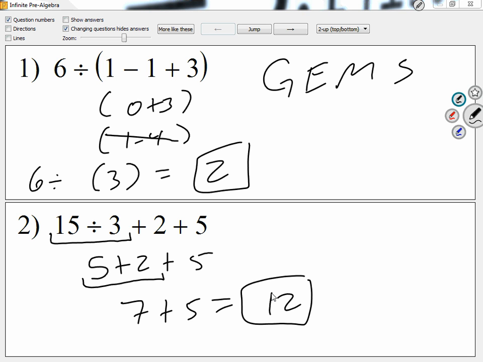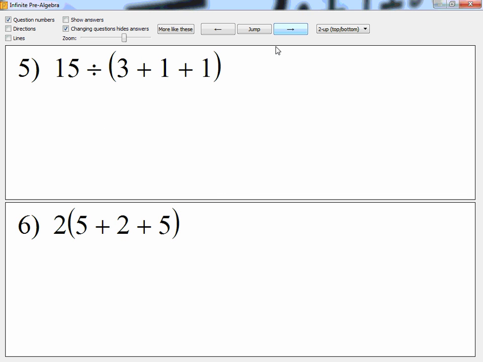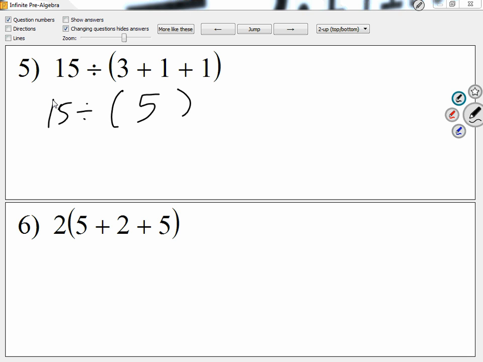Yes. Number 5. Let's take a look at number 5. Let me do the group first, so let me do the parentheses. How much is 3 plus 1 plus 1? 5. Alright, so the whole group is 5. So then I get 15 divided by 5. How much is that? 3. Okay. Any other questions from the front?